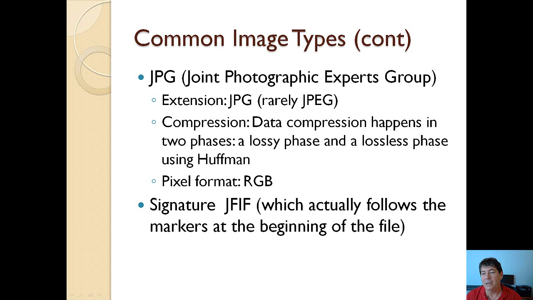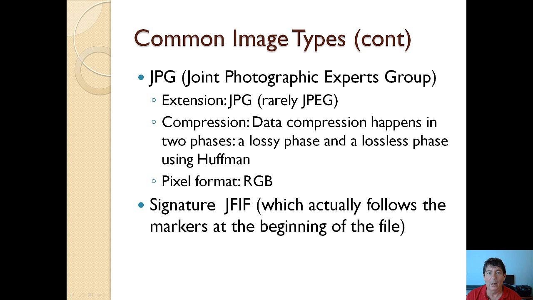And after the lossy phase, there's a lossless phase, which uses Huffman compression, which dates back to 1952, but it's still very effective for JPEG. The pixel format is always going to be RGB, and these are going to be RGB byte triples. The signature is JFIF, but the file doesn't start with JFIF. It actually starts with some markers that can be found at the beginning of the file.